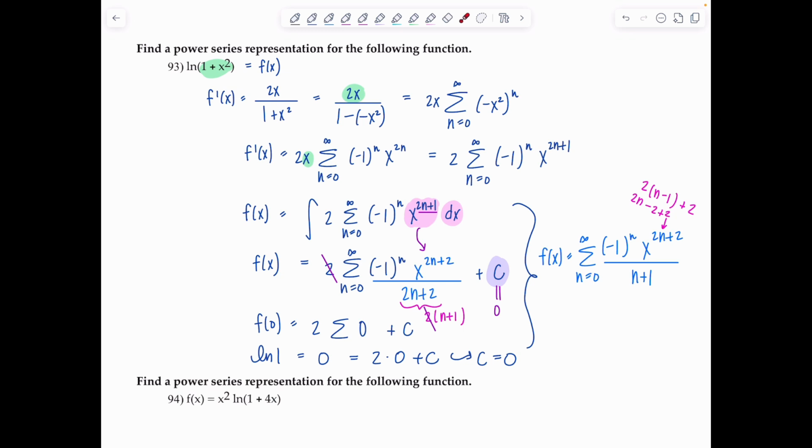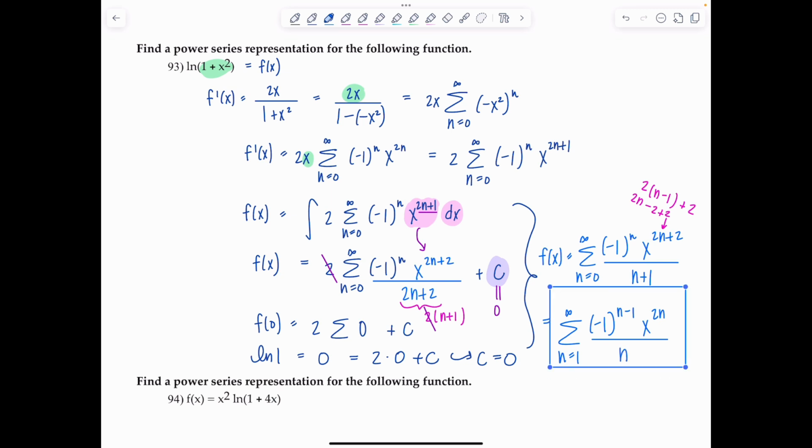So what am I doing? If I make n become n minus 1, I'm subtracting 1 from all of these n's. So if those all go down by 1, this would need to start 1 higher. So then this is the same as the sum, n equals 1 to infinity. All of these go down by 1. So negative 1 to the n minus 1, x to the 2n, because when I replace n with n minus 1, don't forget to distribute, it just becomes 2n. And then in the denominator, n plus 1 goes down by 1, so now it's n.